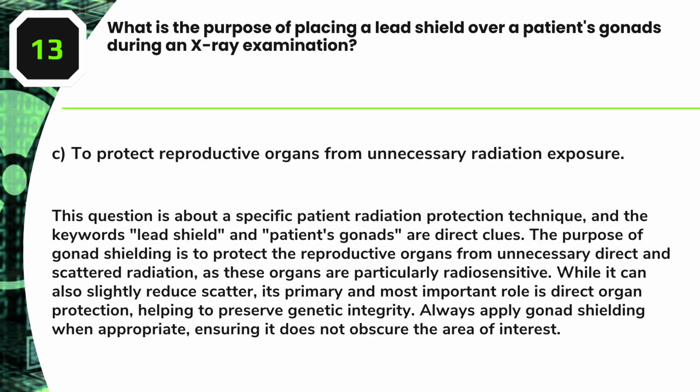This question is about a specific patient radiation protection technique, and the keywords lead shield and patient's gonads are direct clues. The purpose of gonad shielding is to protect the reproductive organs from unnecessary direct and scattered radiation, as these organs are particularly radiosensitive. While it can also slightly reduce scatter, its primary and most important role is direct organ protection, helping to preserve genetic integrity. Always apply gonad shielding when appropriate, ensuring it does not obscure the area of interest.